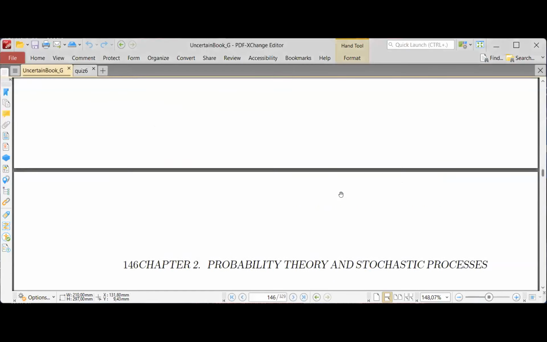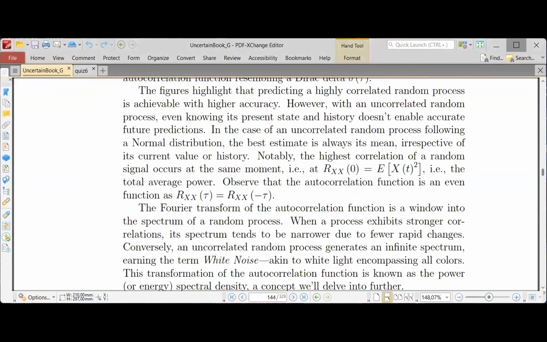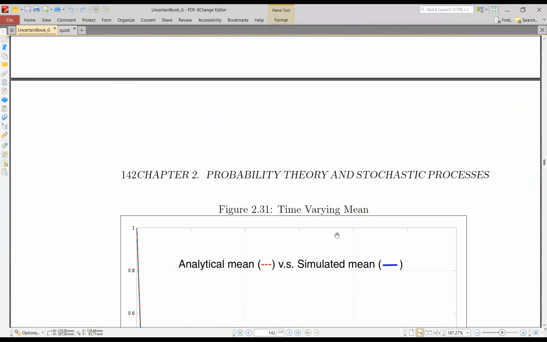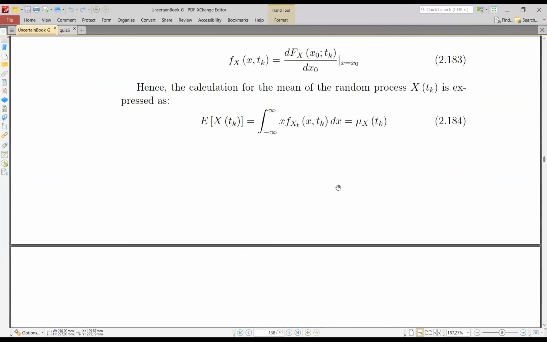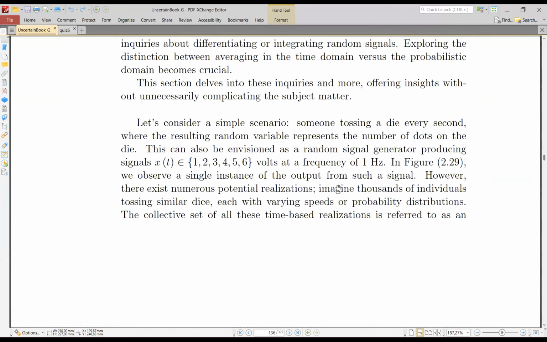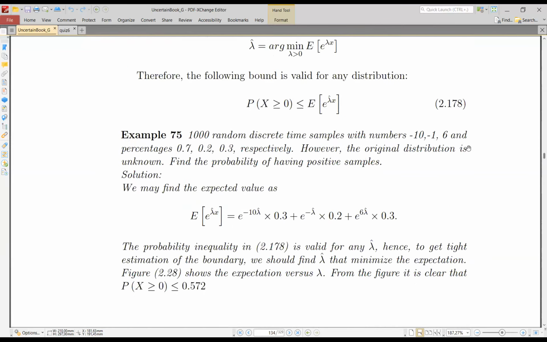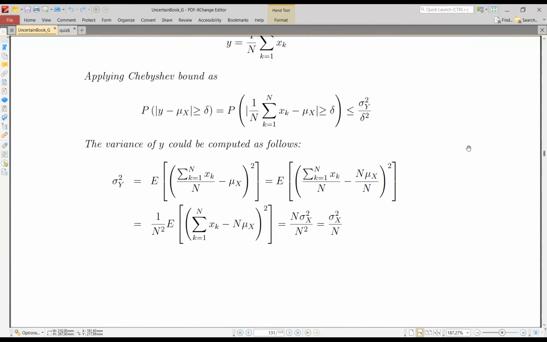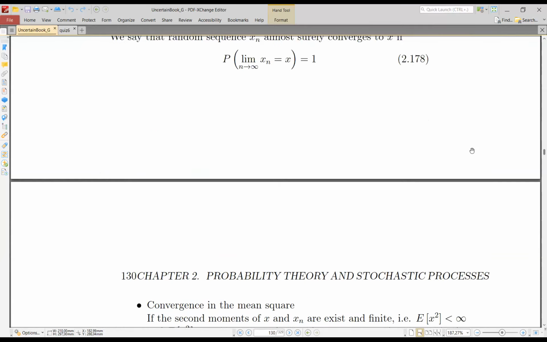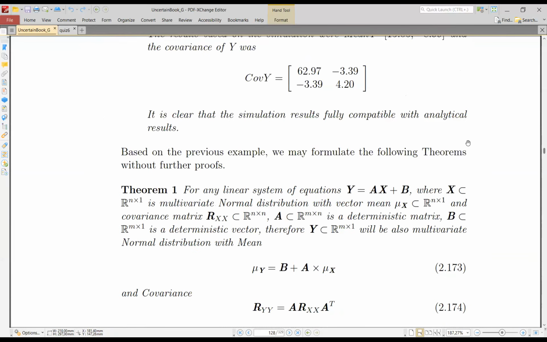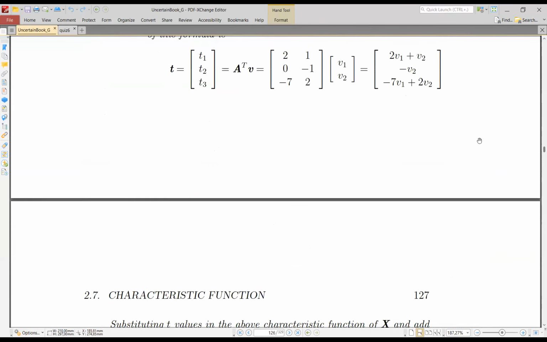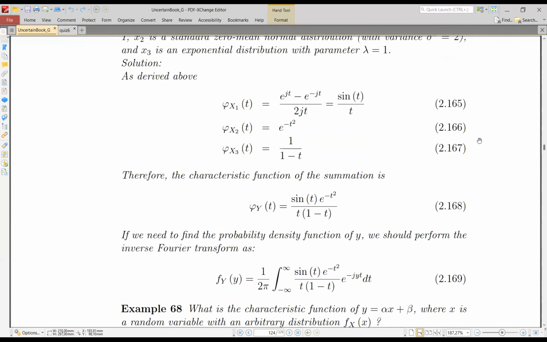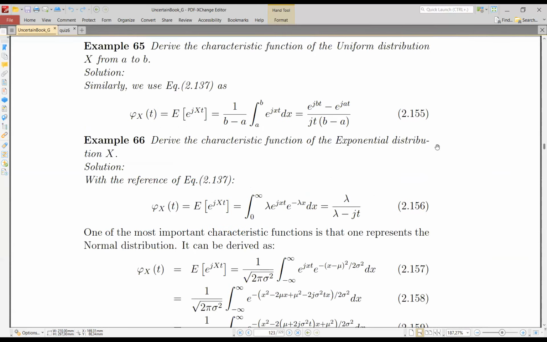Let me go to the slide, to the lecture, to the chapter. It should be somewhere. This is part of the stochastic process, but before that, we have the characteristic function topic, where we find the expectation of e to the power j t x, or y.